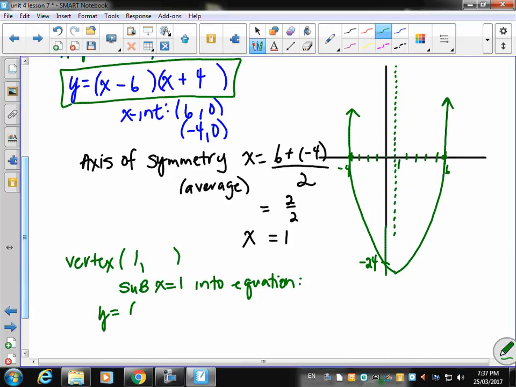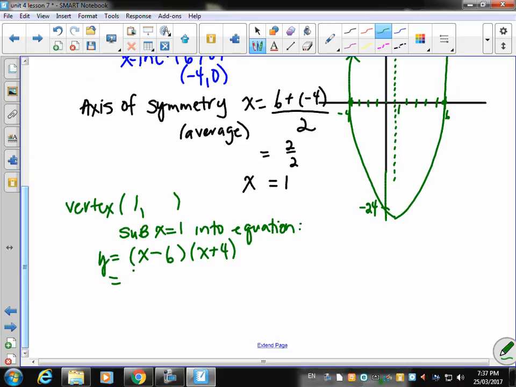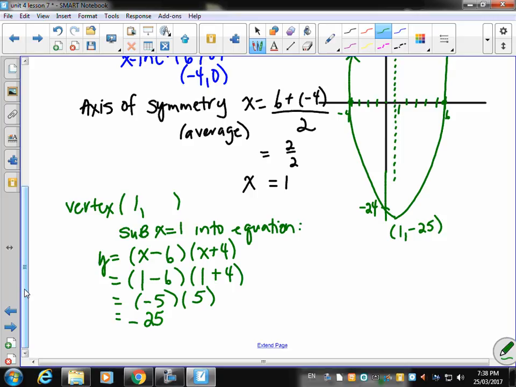Y equals, let me just write it out here, (x minus 6)(x plus 4). I'm going to substitute 1 for every x value. So 1 subtract 6 and 1 add 4. 1 subtract 6 is negative 5. 1 plus 4 is positive 5. Negative times positive is negative, and 5 times 5 is 25. That matches what we expected to see on our graph. The vertex is (1, -25).